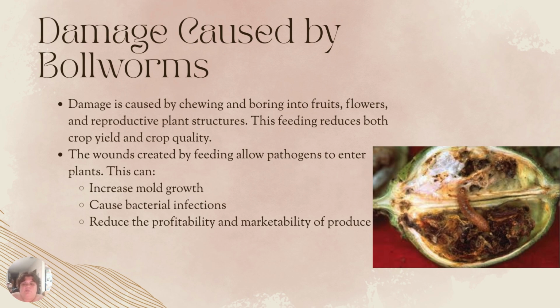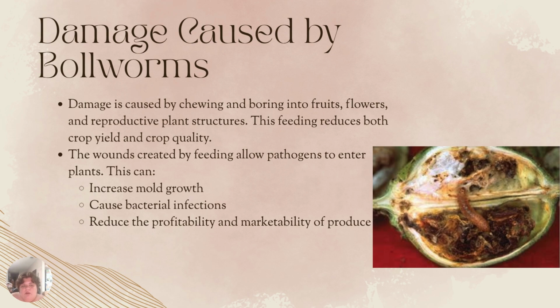If cotton like this was processed, it could lead to a lot of economic loss because the fiber would be too dark, and the darkening of the fiber makes it lower quality. And if it's all getting mixed together, you're going to have dark patches in your cotton. So the damage is caused by chewing and boring into fruits, flowers, and reproductive plant structures.